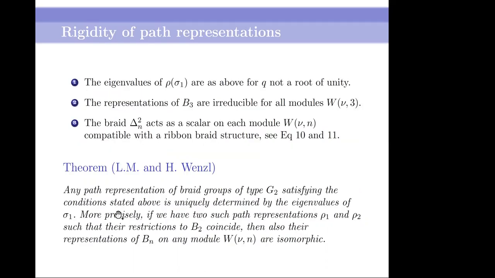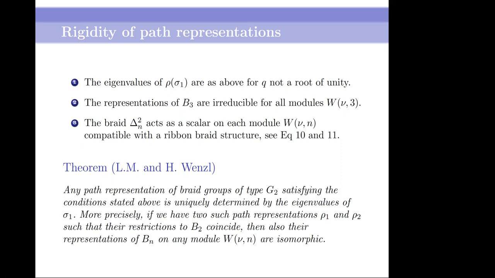We prove the following theorem: any path representation of braid groups of type G2 satisfying the condition stated above is uniquely determined by the eigenvalues of sigma 1. More precisely, if any two such path representations, with sigma 1, rho 1 and rho 2, are such that the restrictions to B2, so sigma 1, coincide, then the representations of B_n on any module are isomorphic.